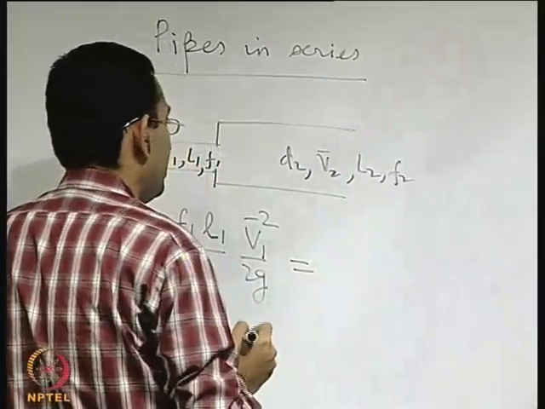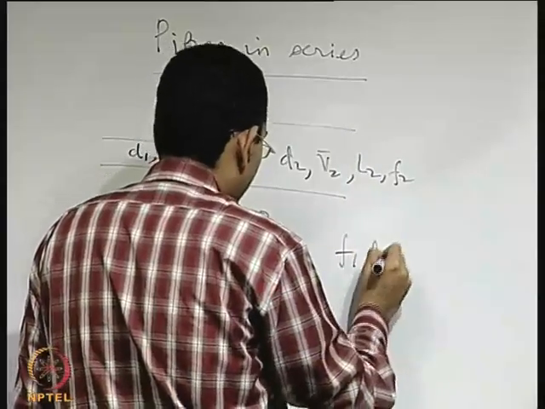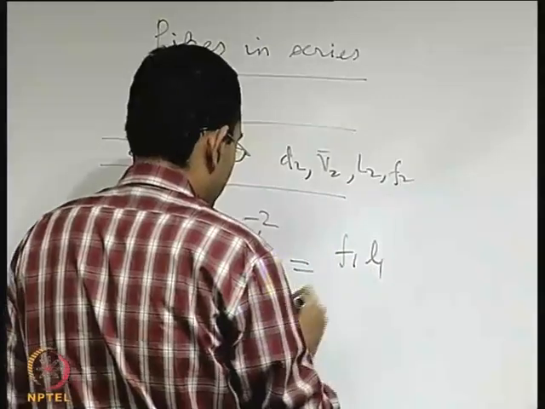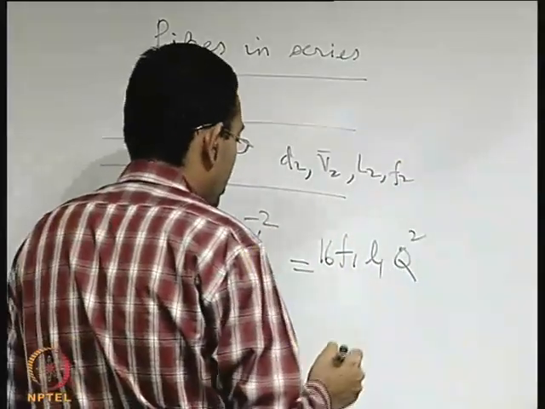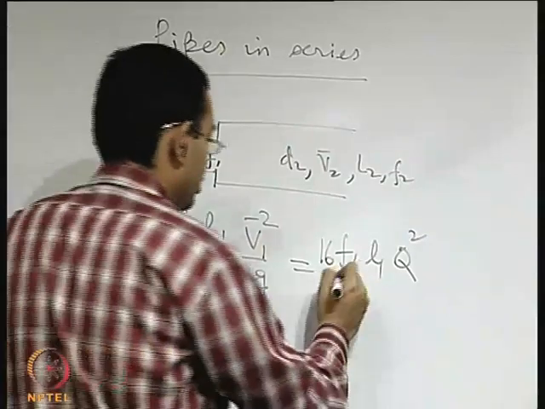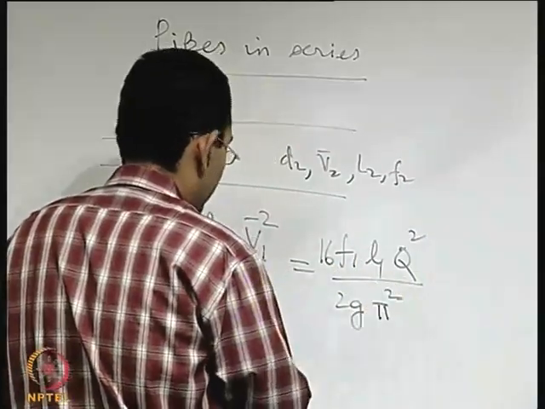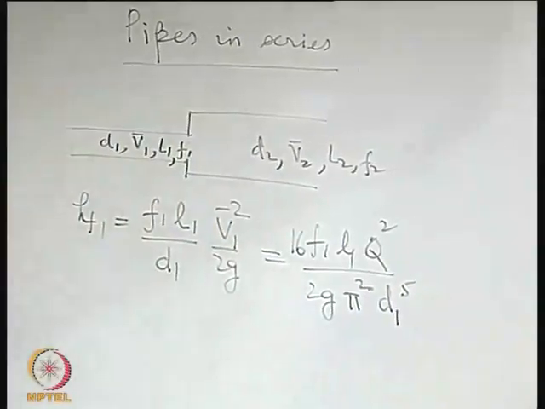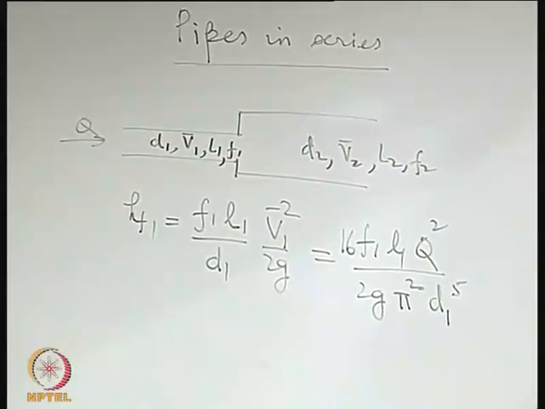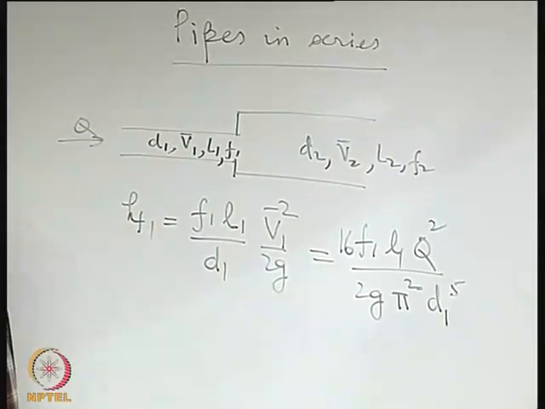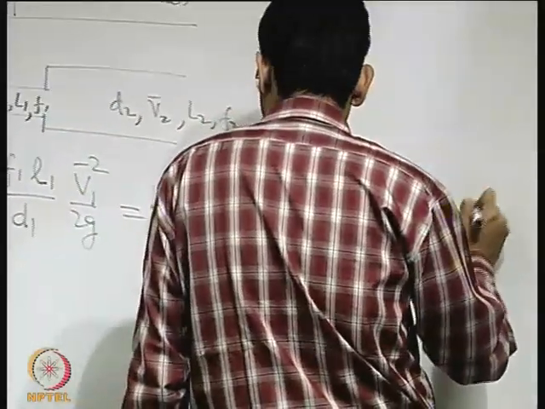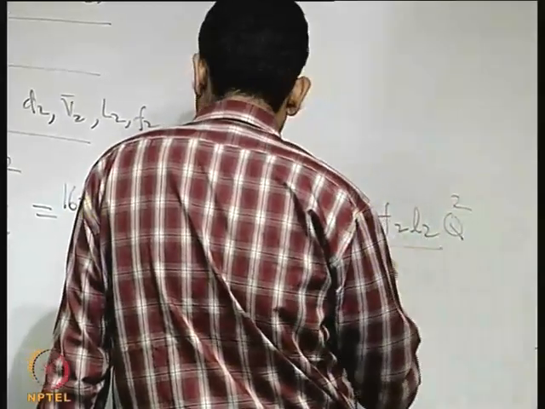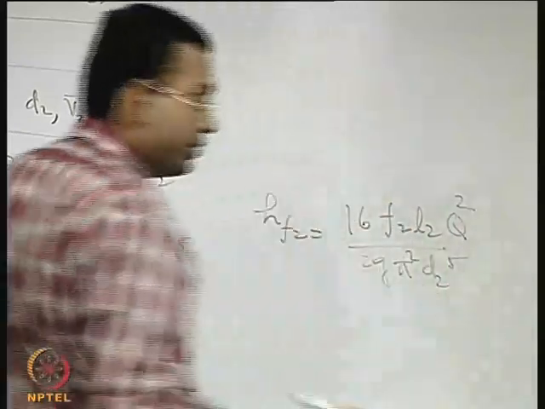So in terms of the flow rate, F1 L1 V square will be 16 F1 L1 Q square by 2G pi square D1 to the power 5, where Q is the flow rate going through each of these pipes. When they are in series, the common thing for them is the flow rate. The same flow rate is going through the two pipes. So if you have HF2, you have a similar thing: 16 F2 L2 Q square by 2G pi square D2 to the power 5.